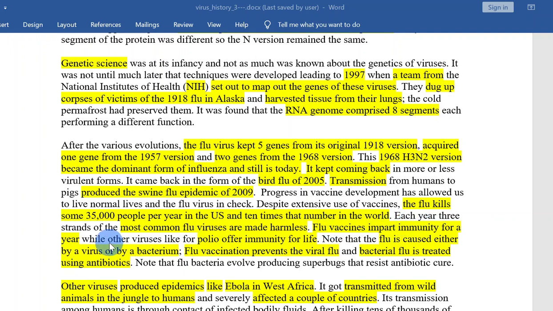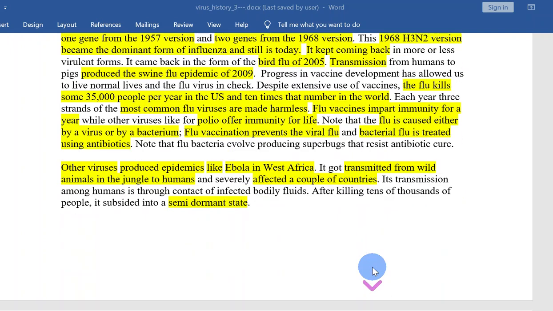Each year, 3 strains of the most common flu viruses are made harmless. Flu vaccines impart immunity for a year, while other vaccines, like the one for polio, offer immunity for life. Note that the flu is caused either by a virus or a bacteria. Flu vaccination prevents the viral flu, and bacterial flu is treated using antibiotics. Note that flu bacteria evolve, producing superbugs that resist antibiotic cure.